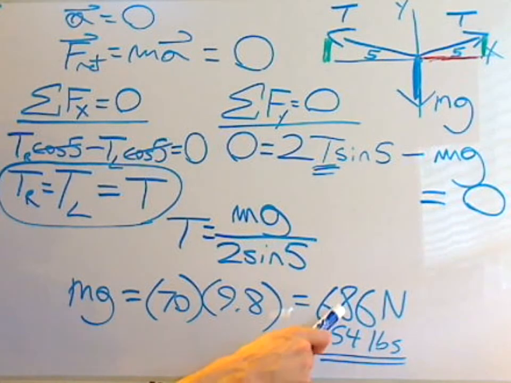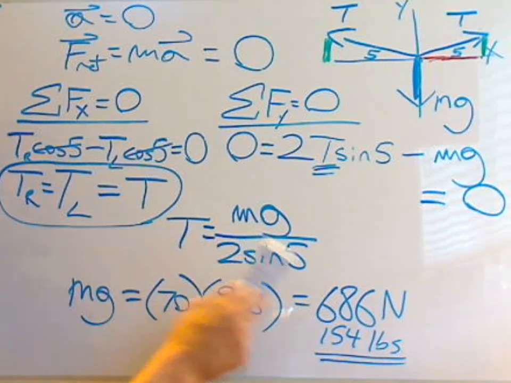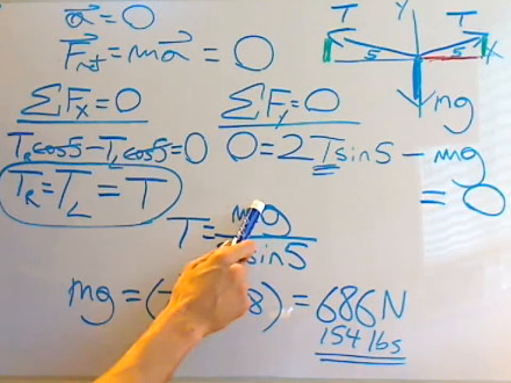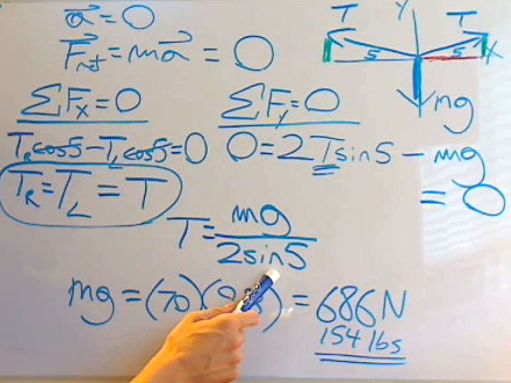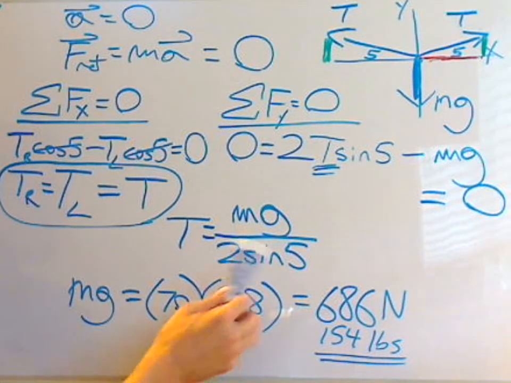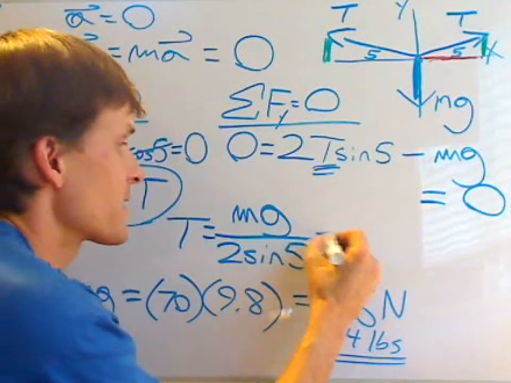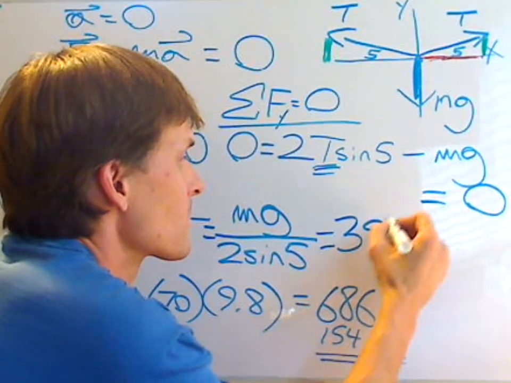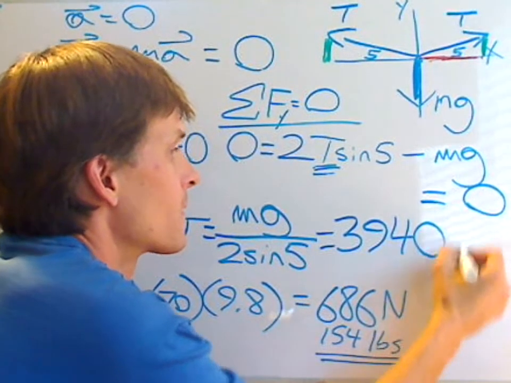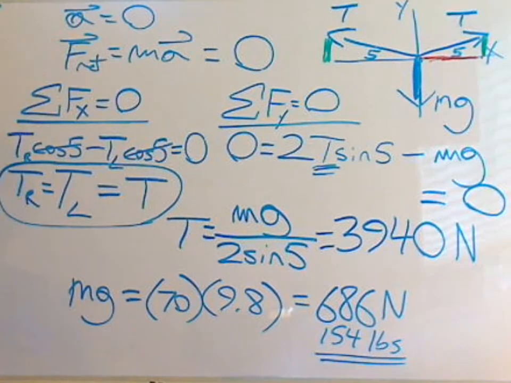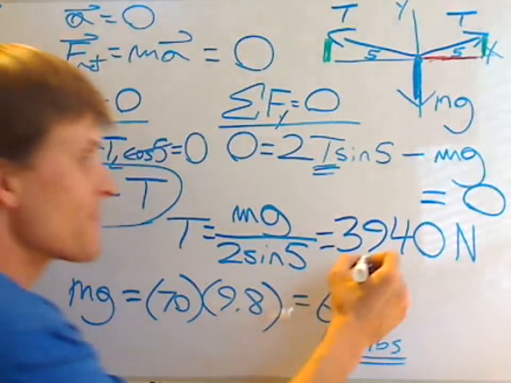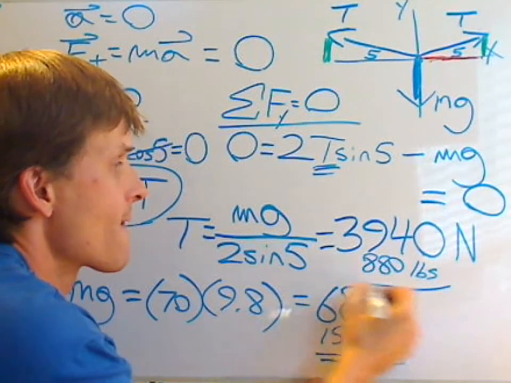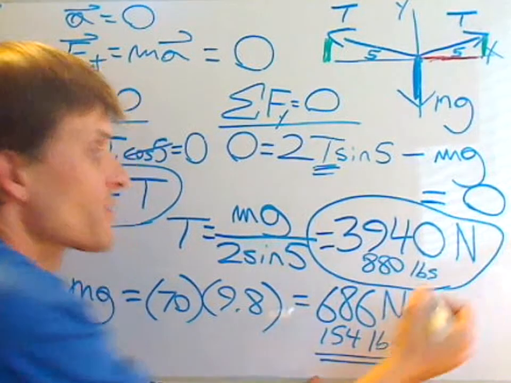Now to find the tension we need to take this mg and divide it by 2, divide it by the sine of 5. And when you do that, you get a pretty enormous number. I got 3940 newtons, which is 880 pounds. So there's our answer. There's the tension on the rope.